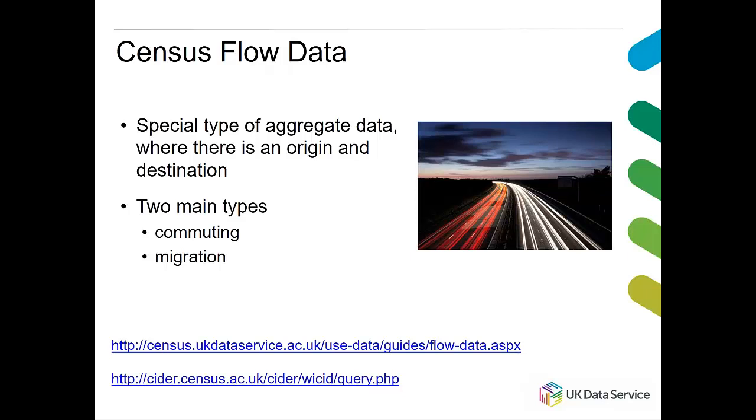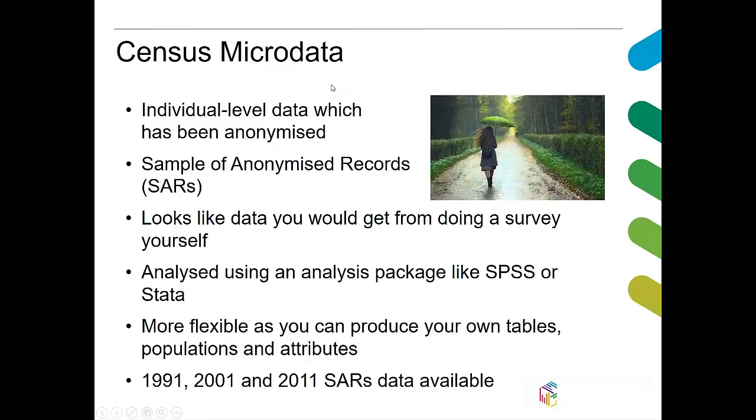The next type of census data is the flow data. Now, this is a very specific type of aggregate data where there is a place of origin and a place of destination. And there are two types. So commuting, so that looks at where you live versus where you work, and migration, and that looks at where you are compared to where you were the year prior to the census. And again, you can access these through one of our interfaces.